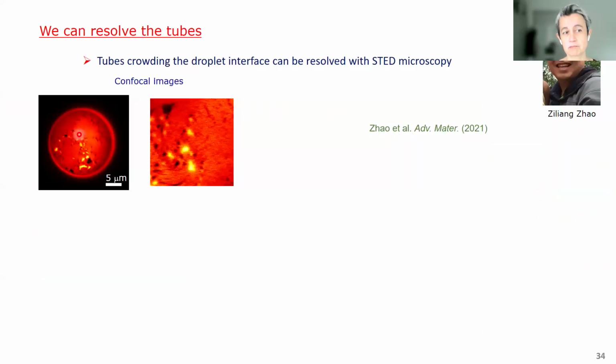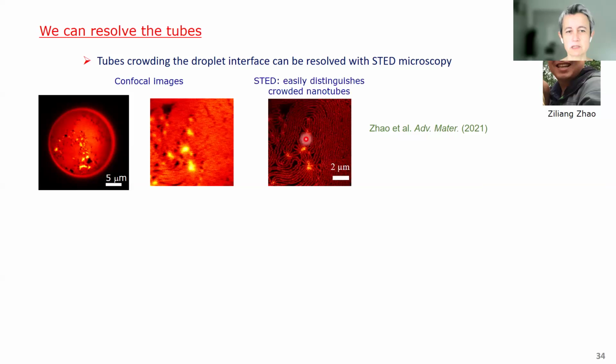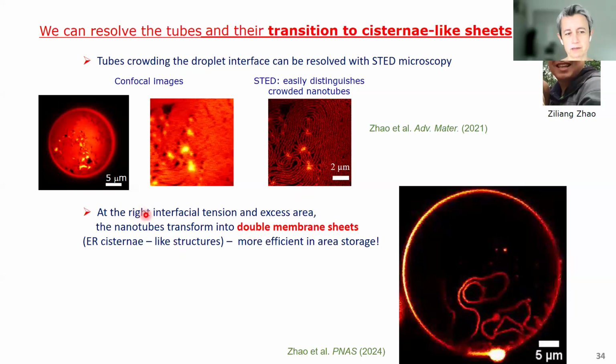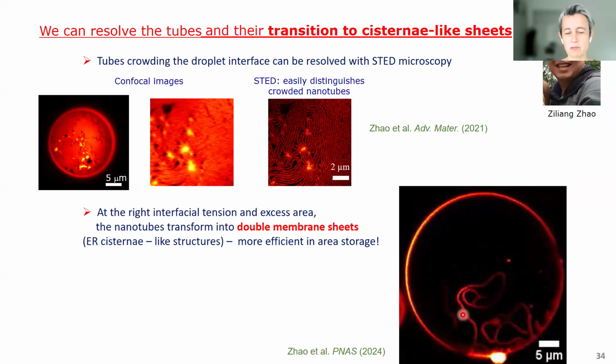When the interface gets very crowded, we don't see much anymore with confocal images, but with work initiated by Ziliang Cao using STED microscopy, super resolution microscopy, we could resolve these nanotubes at the interface. What Ziliang also observed is that at the right interfacial tension and excess area, these tubes at the interface can start transforming into double membrane sheets.